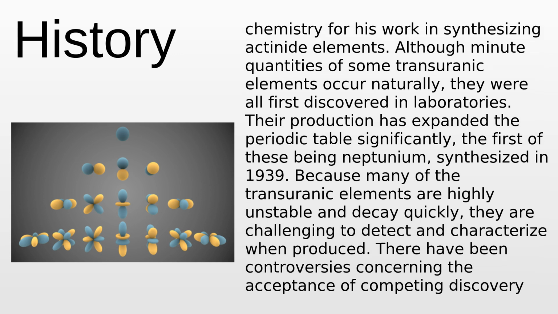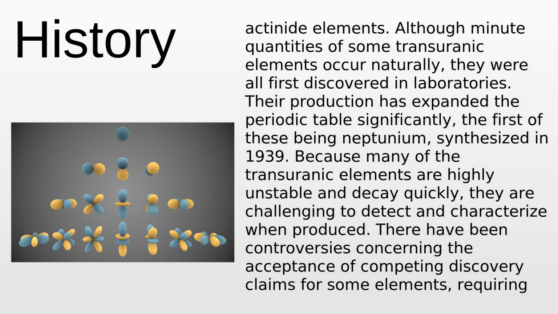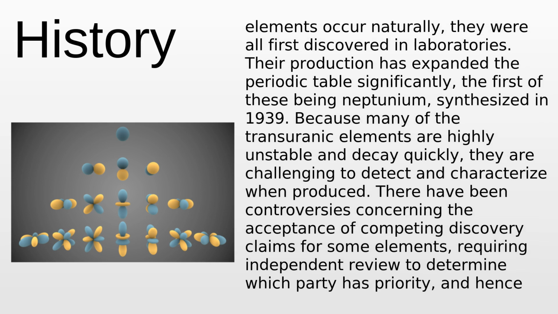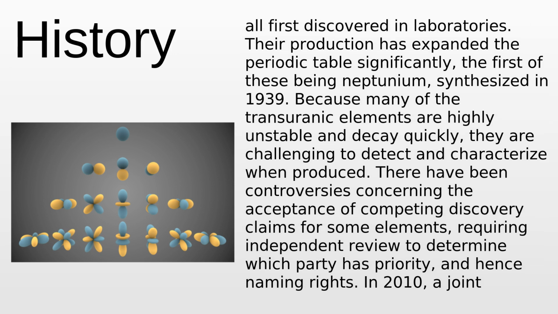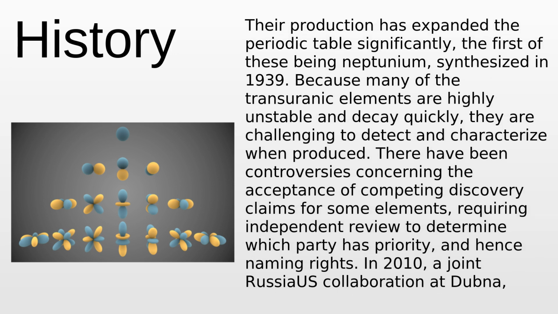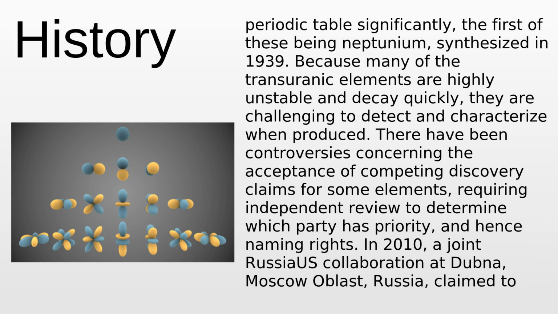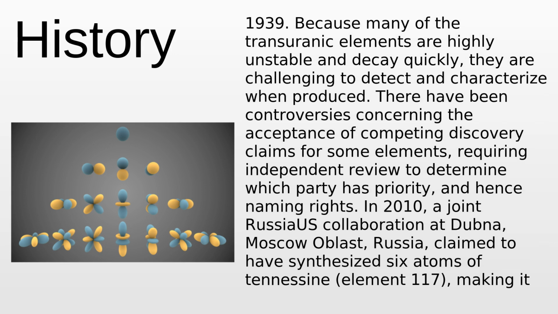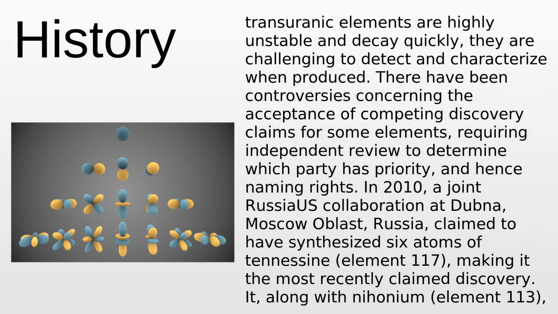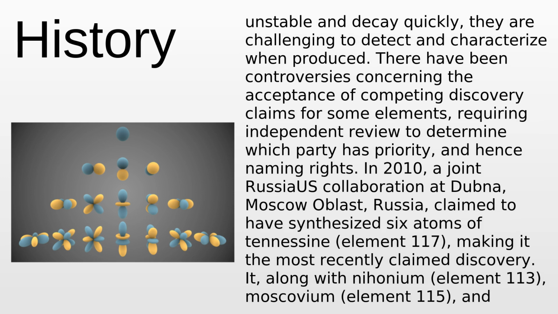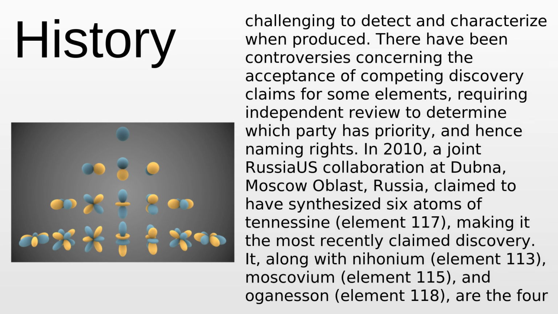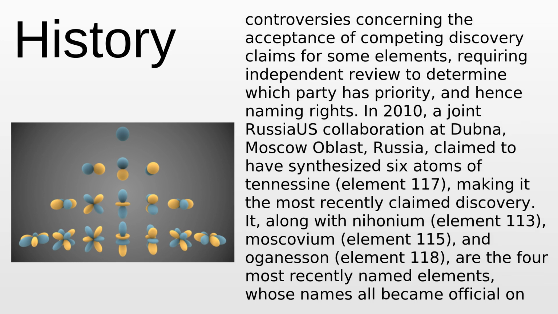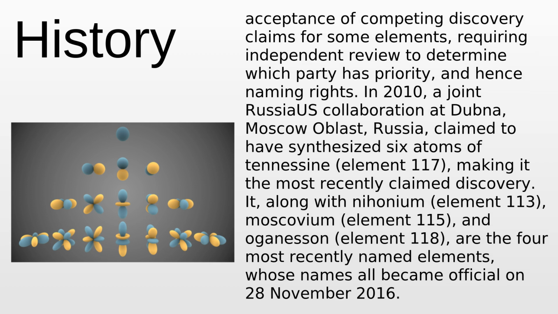Although minute quantities of some transuranic elements occur naturally, they were all first discovered in laboratories. Their production has expanded the periodic table significantly, the first of these being neptunium, synthesized in 1939. Because many of the transuranic elements are highly unstable and decay quickly, they are challenging to detect and characterize when produced. There have been controversies concerning the acceptance of competing discovery claims for some elements, requiring independent review to determine which party has priority, and hence naming rights.